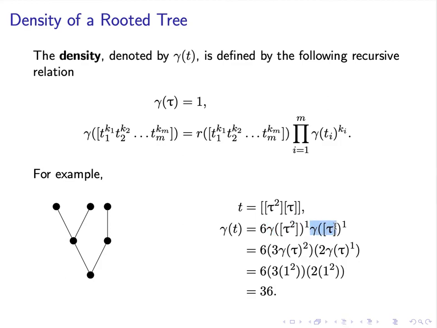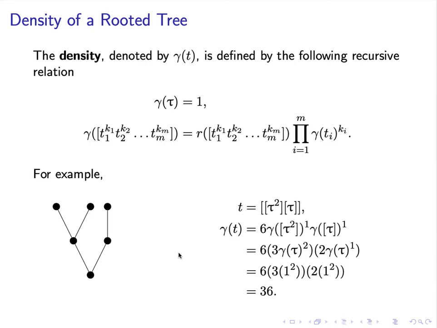Onto the second one. Okay, this is slightly easier. This is our second subtree. We've got an order of 2, and because it's only got 1 child node here, we simply have gamma tau to the power 1. Now gamma tau is 1, so 6 times 3 times 1 squared times 2 times 1 squared, which is 36. Okay, so that's the density of that rooted tree.